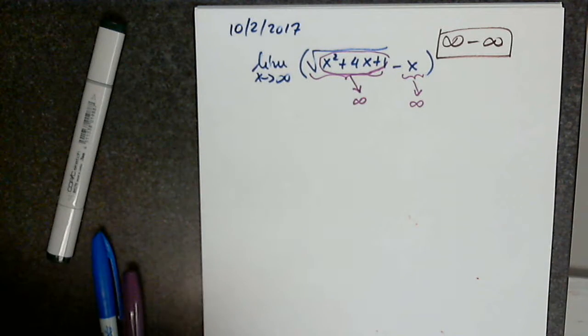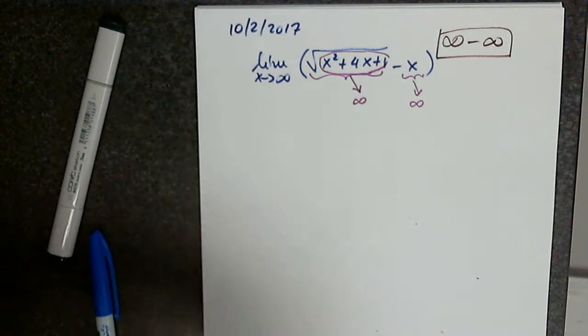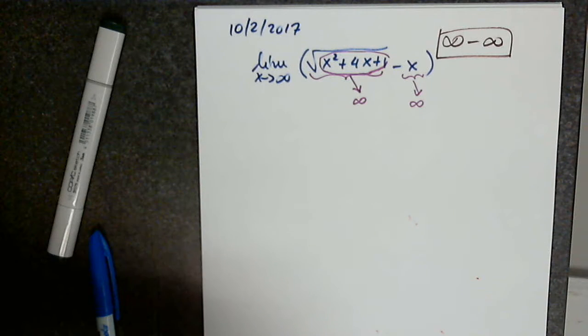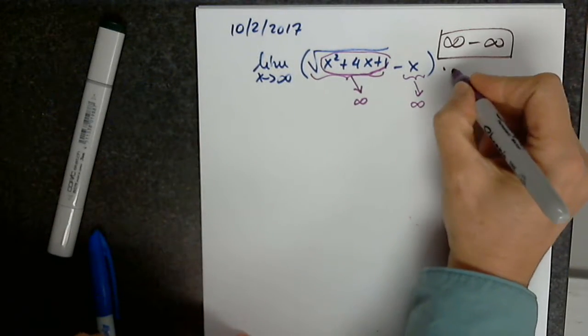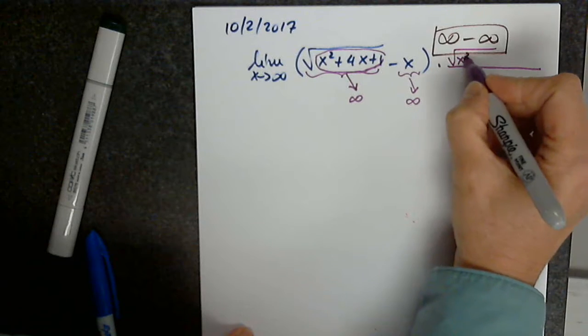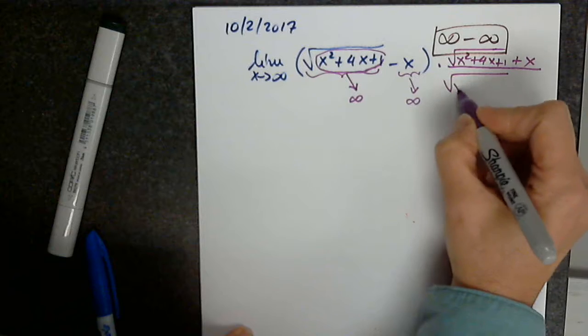Many of you did it correctly on the test. Johnny, thank you. Can you do this? Okay, so how do we address this? Anyone? Ben, what did you do? Of course. So what do I rationalize it by? The square root of x squared plus 4x plus 1 plus x over 1. Very good.